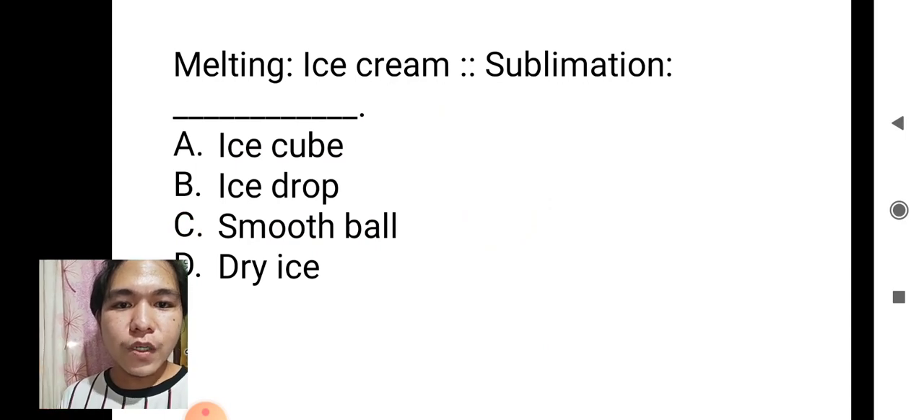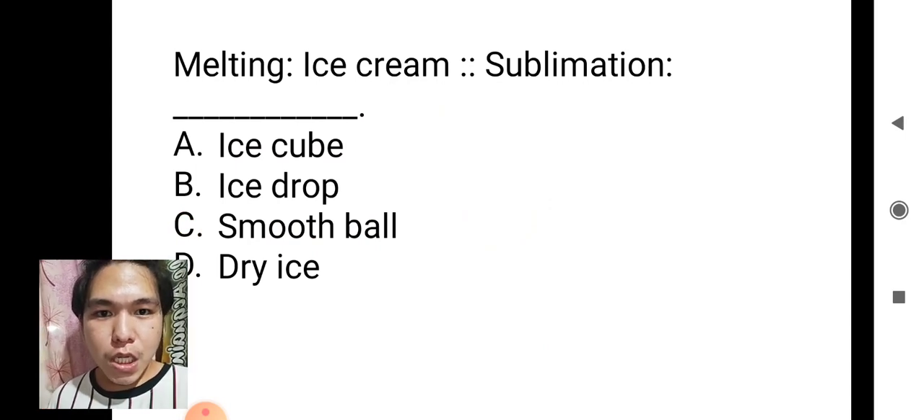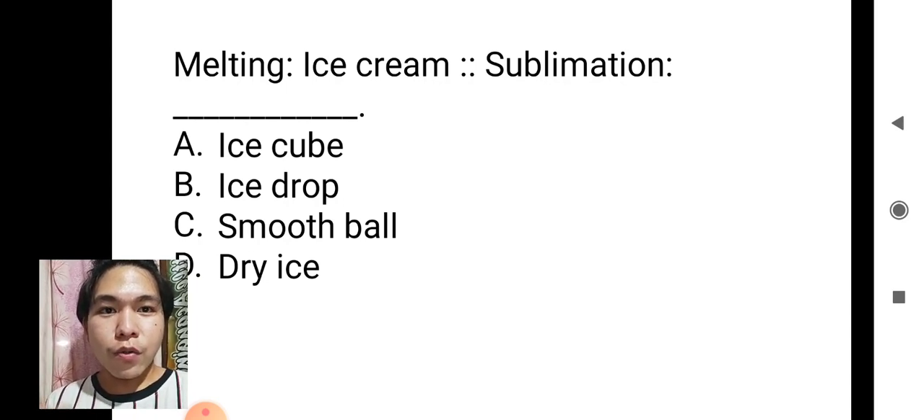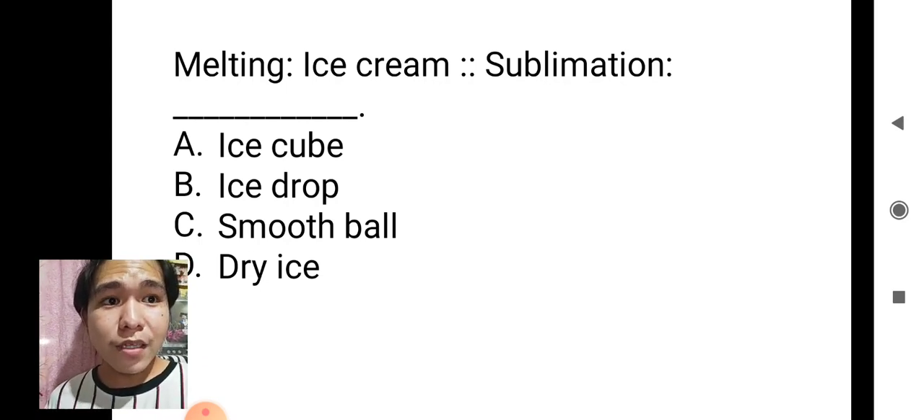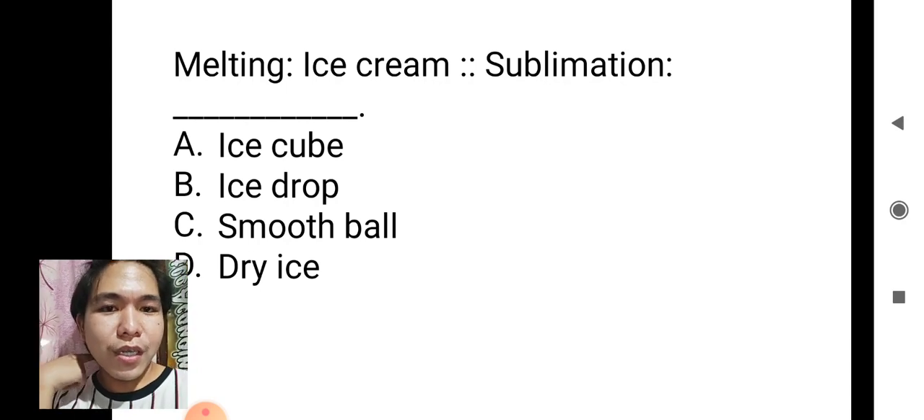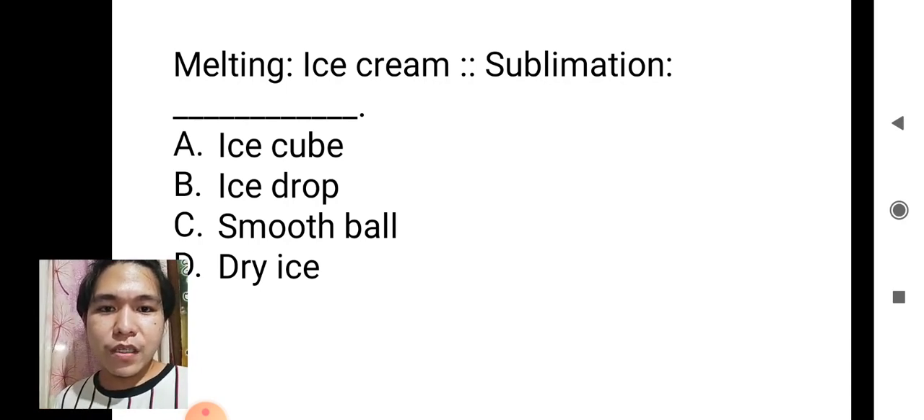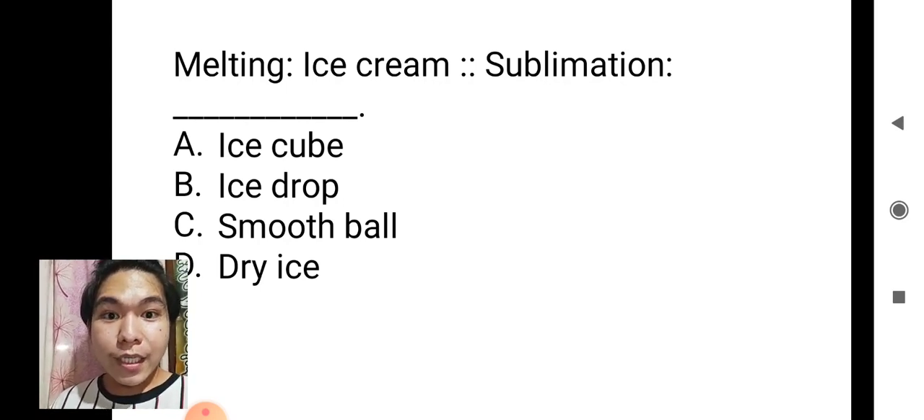5, 4, 3, 2, 1. Okay, what do you think the answer is? Melting ice cream, sublimation blank. So, melting is from solid to liquid. So, example niya is ice cream. Ano naman yung example ng sublimation? By the way, ano ba yung sublimation? It is the process wherein it is from solid nagiging gas.